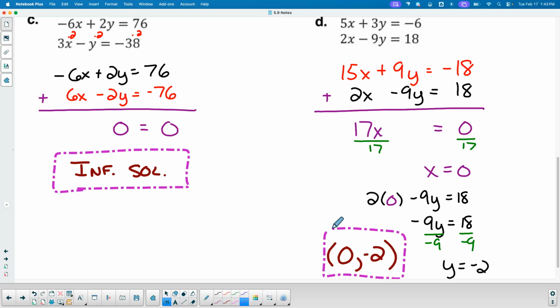Questions on either one of those? These purple lines right here are different. 0 equals 0 means infinite solutions. 17x equals 0 means x is equal to 0. They're different. Okay?